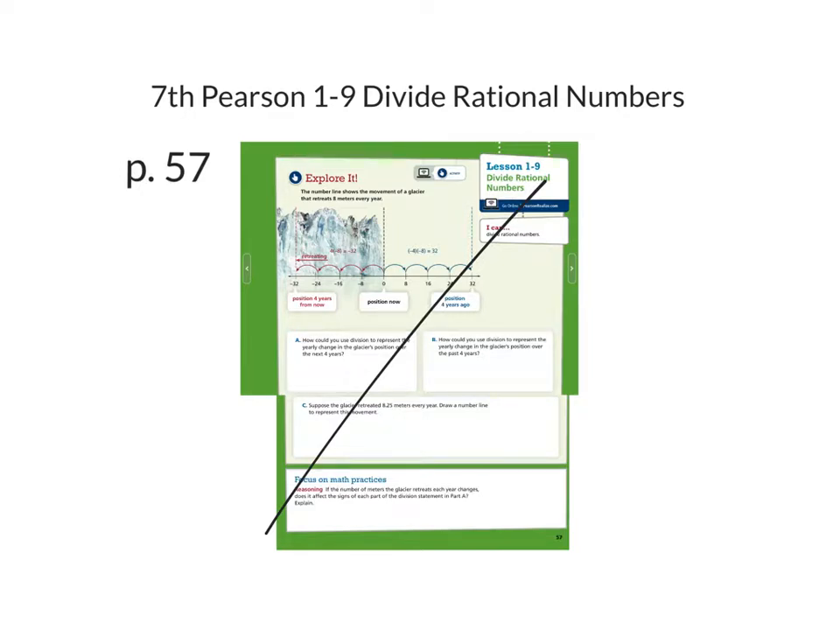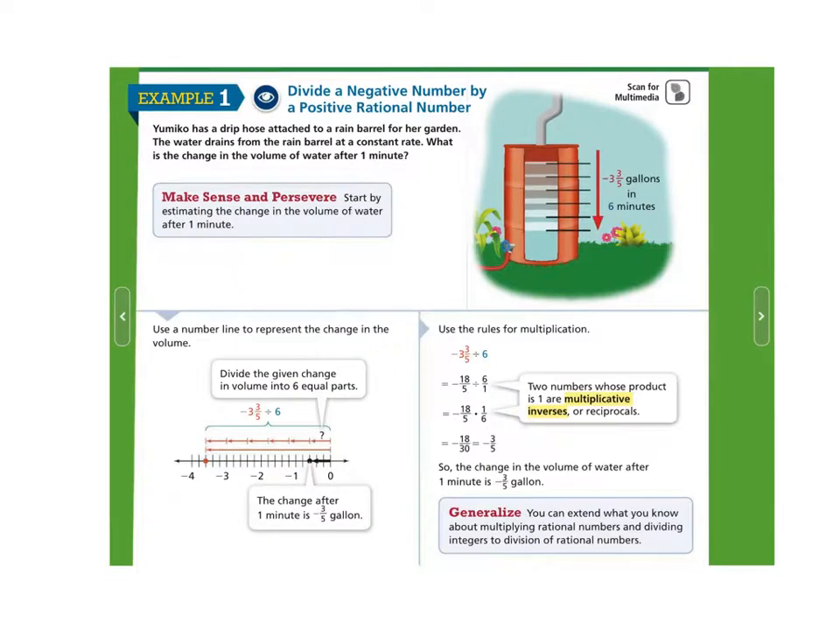Lesson 1.9 is on dividing rational numbers. It starts on page 57. We're going to skip over to page 58. So lesson 9, dividing rational numbers, example 1.